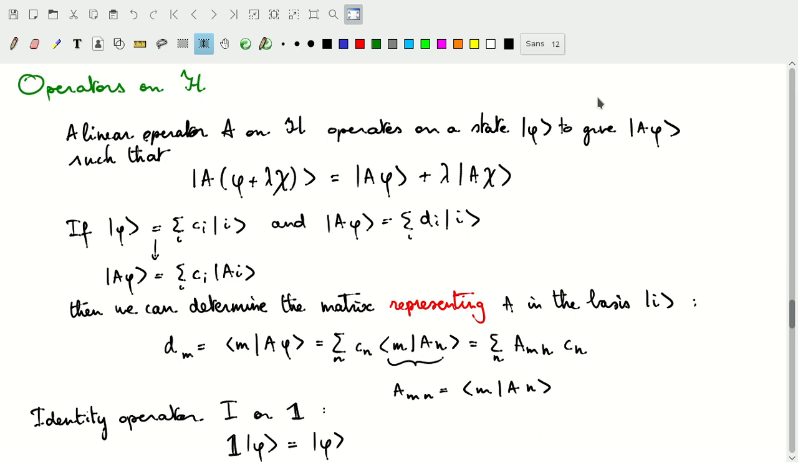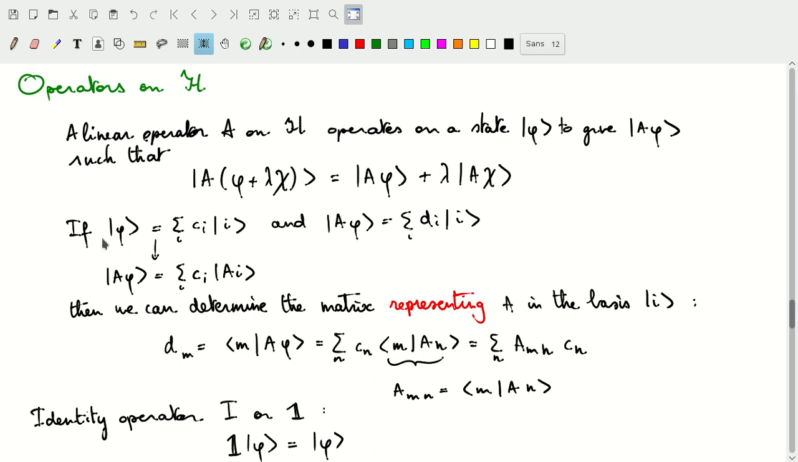So a linear operator A operating on the vector space, or on elements of the vector space, operates on this state, or this element of the vector space, phi, to give us another element of the vector space, A phi. And it does that such that if we operate on a linear combination of phi and chi, two states or two elements of the vector space, then we end up with a linear combination where this lambda now operates in our vector space. This really indicates that the operator A is a linear operator. For a nonlinear operator, this would not be satisfied.